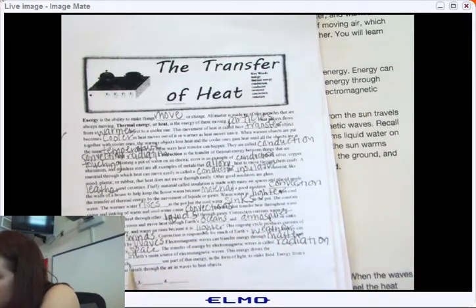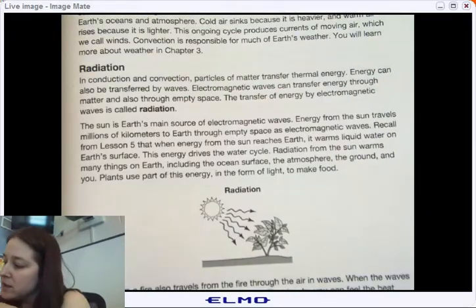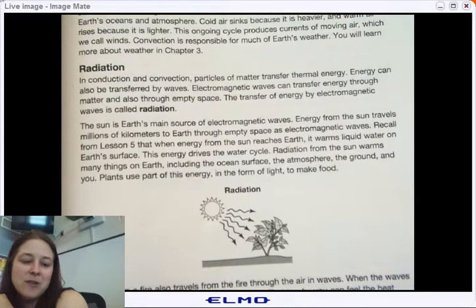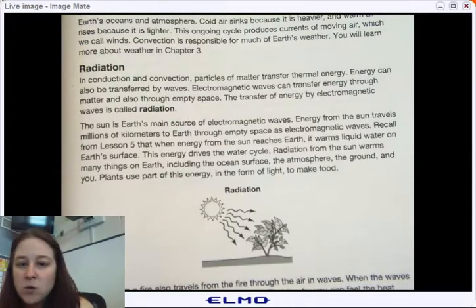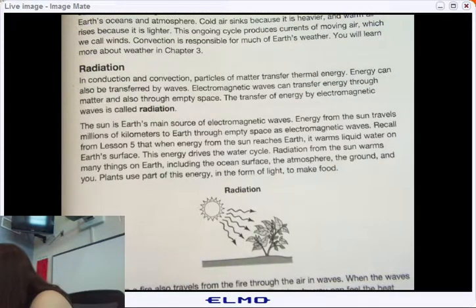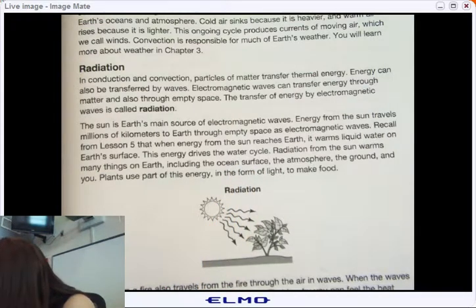The blank is Earth's main source of electromagnetic waves. What is our main source of electromagnetic waves? Second paragraph under radiation. Yep, the sun is the Earth's main source of electromagnetic waves. The energy drives the blank cycle. What is it going to drive? Energy is going to drive the water cycle.